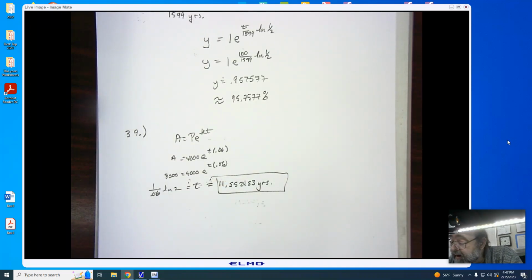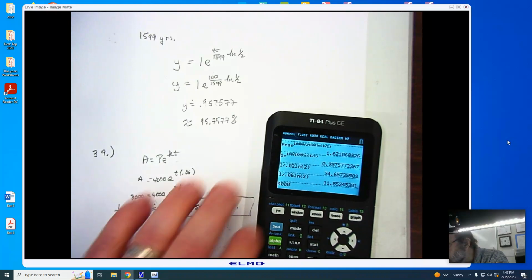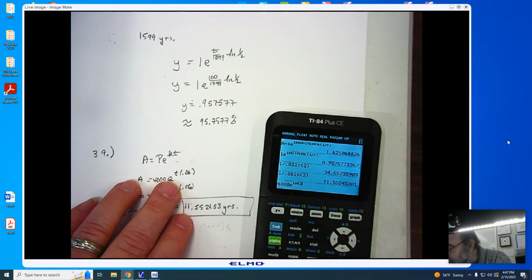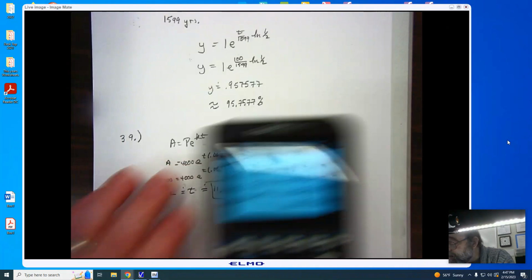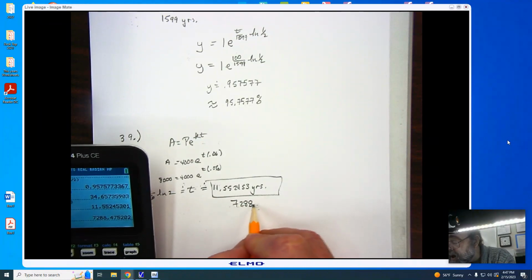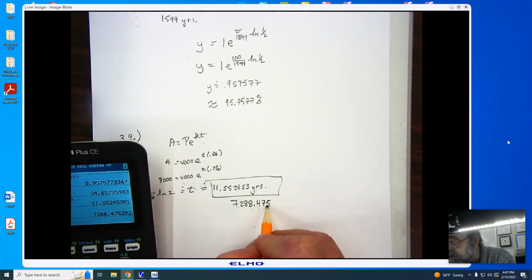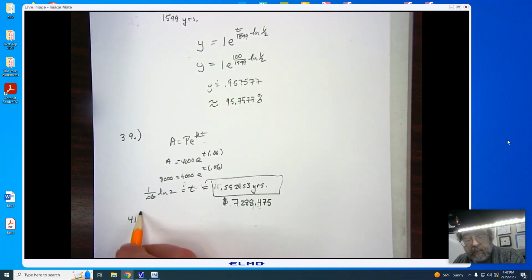How much will it be after 10 years? So we're now going to plug it in, and I have 4,000 e to the power of 10 times 0.06. And I end up with approximately $7,288.47. Okay? And now I'm going to go to number 41.